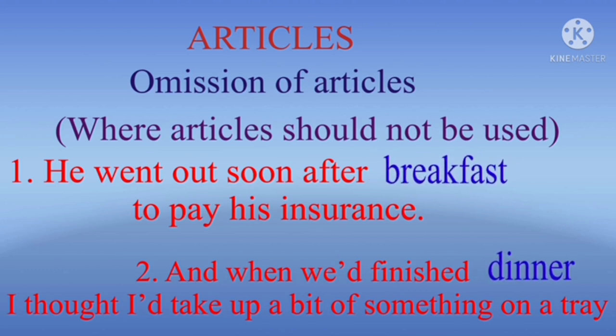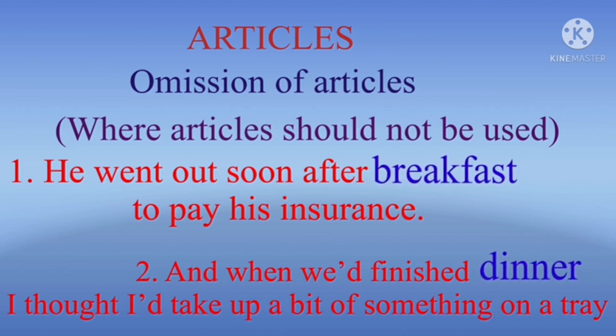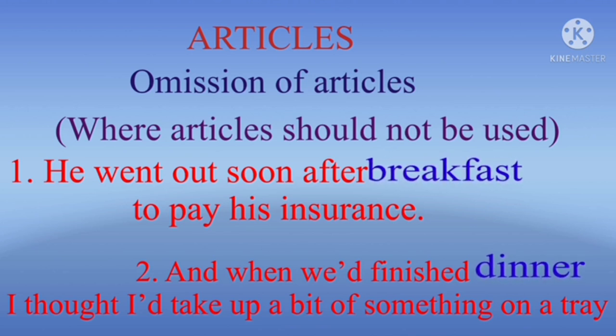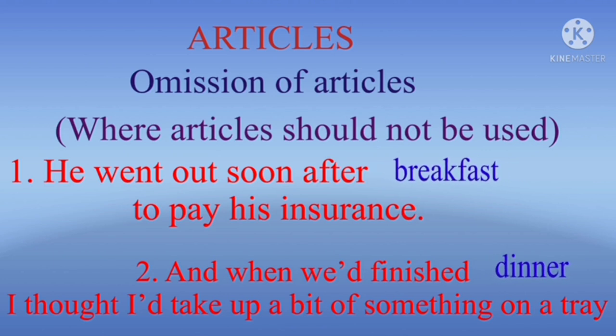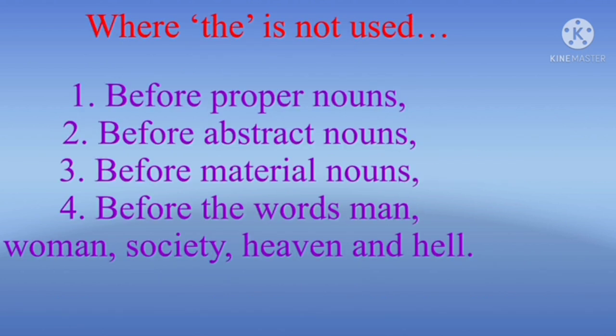In these sentences, the underlined common nouns breakfast and dinner refer to the names of meals and food. In primary and general sense, we don't use articles before the words that refer to the names of meals and food. Example, breakfast, dinner, lunch, supper. We should not say the breakfast, the dinner, the lunch, the supper, etc. We should not use article the before some common nouns. This is called the omission of articles.